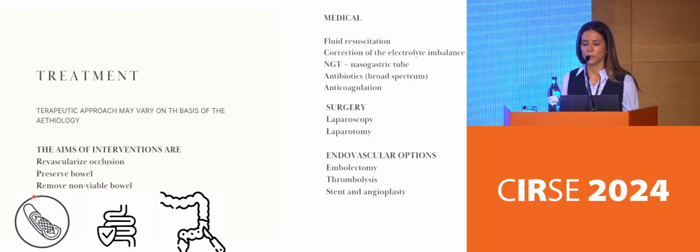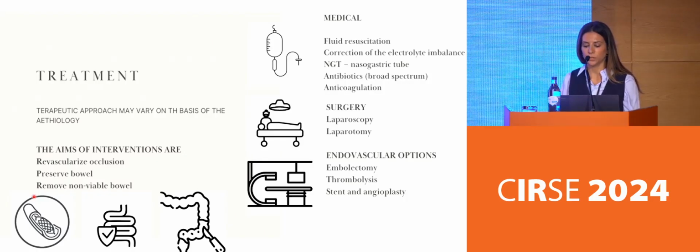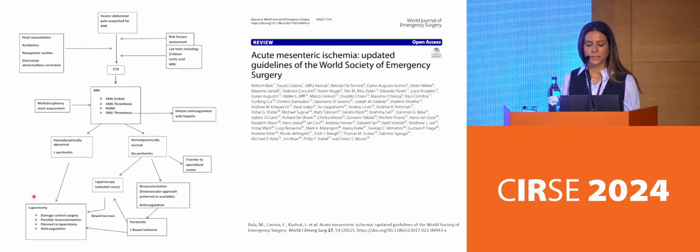Just as a warm-up, the first line should always be the medical treatment with fluid resuscitation, the correction of the electrolyte imbalance, nasogastric tube, antibiotics, and anticoagulation. And after that, we can choose between some surgical and endovascular options depending on the cause and stage of the disease. This is an algorithm proposed in the last guidelines of the World Society of Emergency Surgery.